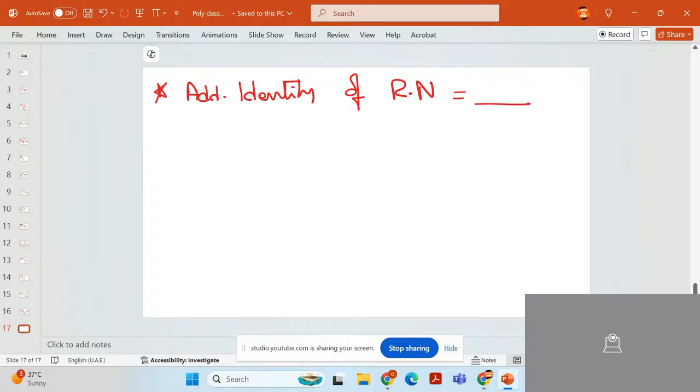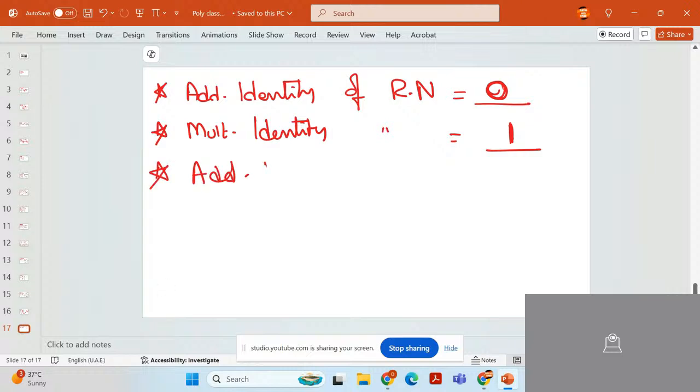Additive identity, zero. What is additive identity? Zero. So next up, what is the multiplicative identity of rational numbers? What is multiplicative identity? 1. So what is the additive inverse of the given number?